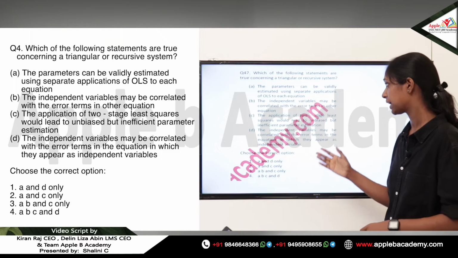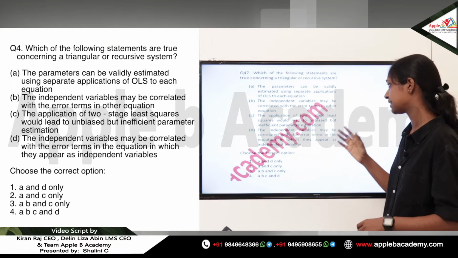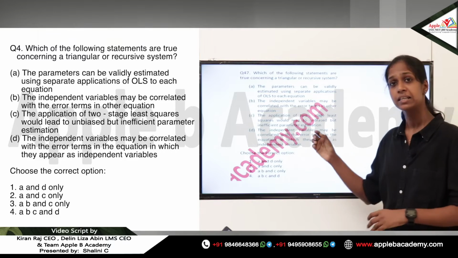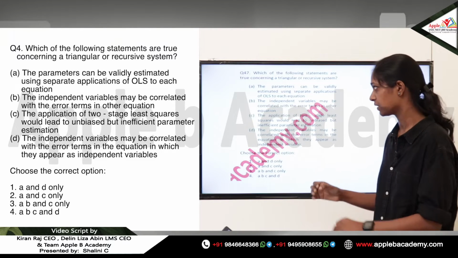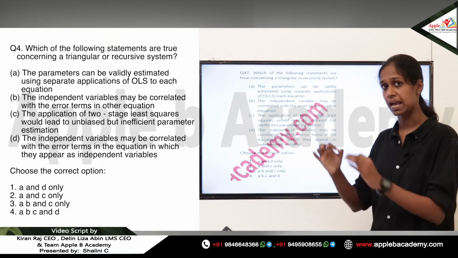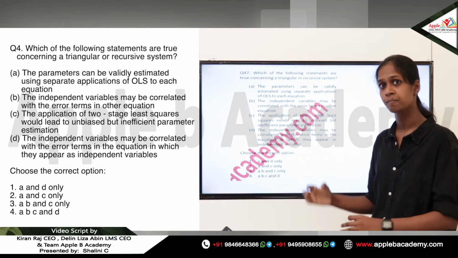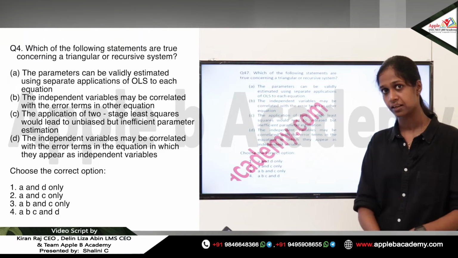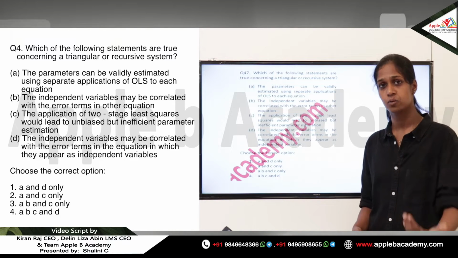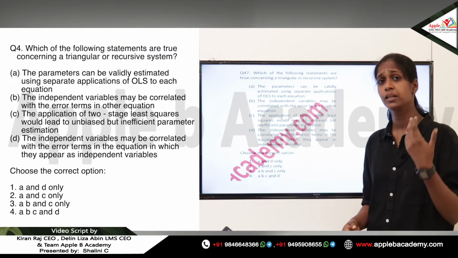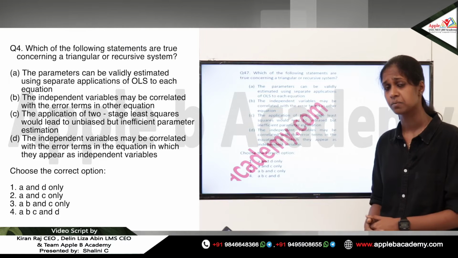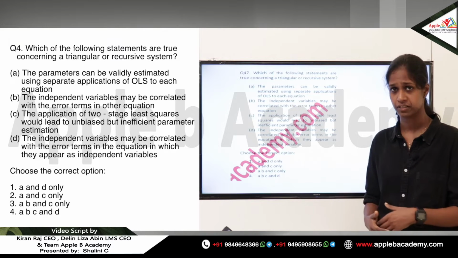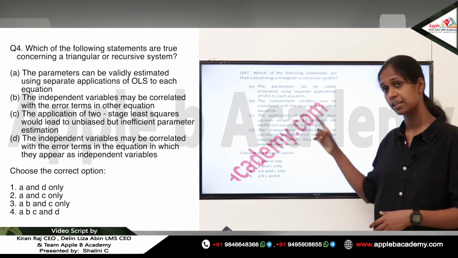Coming to the third one, the application of two-stage least squares would lead to unbiased but inefficient parameter estimation. This is the benefit of learning from this section, because the words will be used exactly as is in the properties. So you can just cross check and find your answer. So like we just said, when you apply a two-stage least square method to a triangular or recursive system, you get an unbiased estimator, but still the estimator would be inefficient. So A, B and C is true.